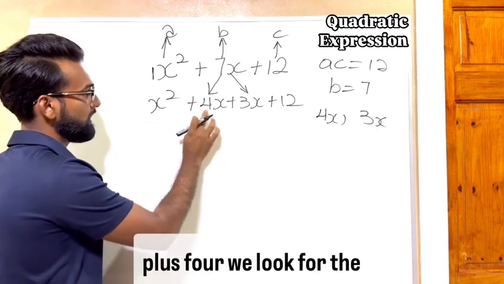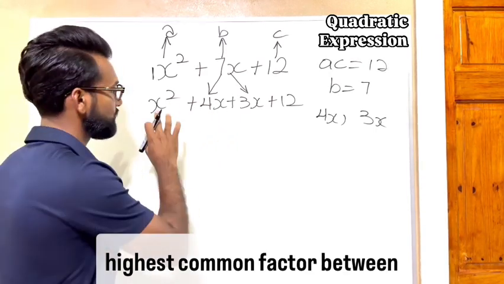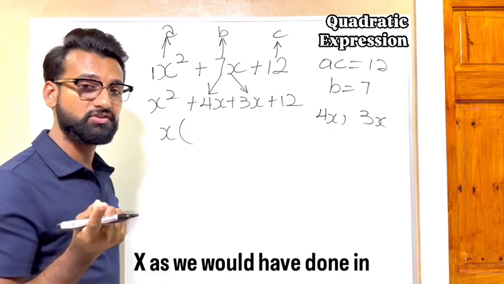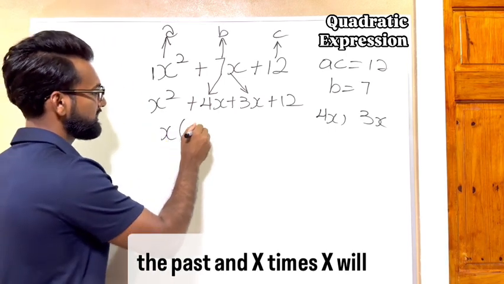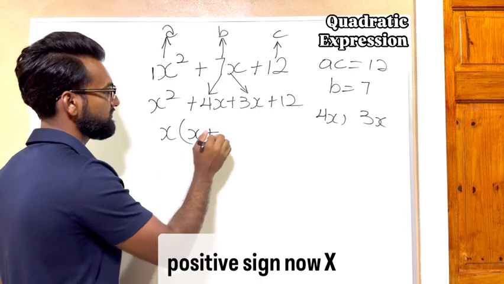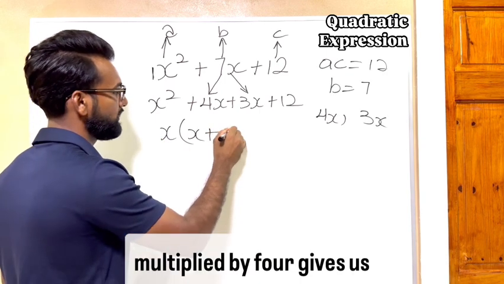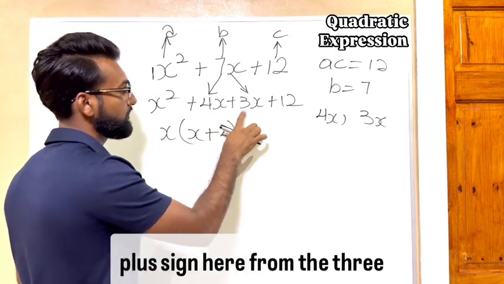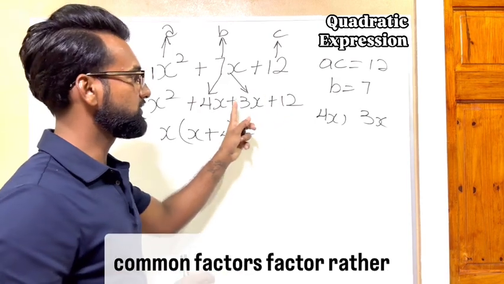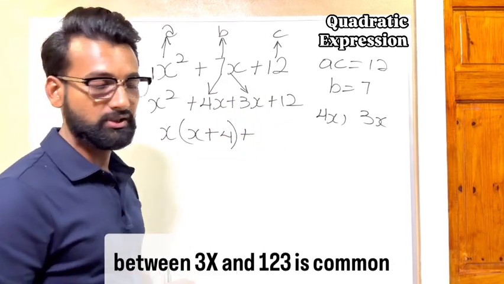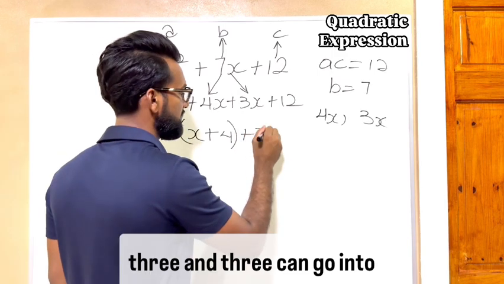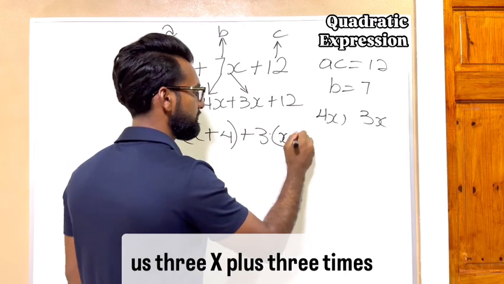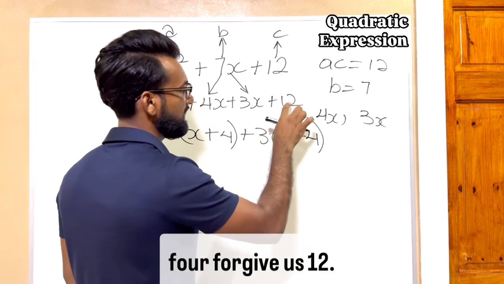Let's factorize x squared plus 4x. We look for the highest common factor between these two terms, which happens to be x. We factorize out the x as we would have done in the past, and x times x gives us x squared. We bring the positive sign down. x multiplied by 4 gives us 4x. We bring down the plus sign here from the 3. We look for the highest common factor between 3x and 12. 3 is common because 3 can go into 3 and into 12. So 3 times x gives us 3x, plus 3 times 4 gives us 12.